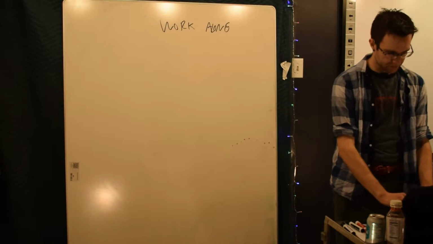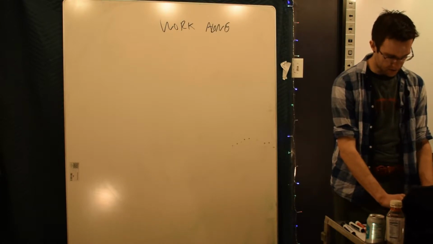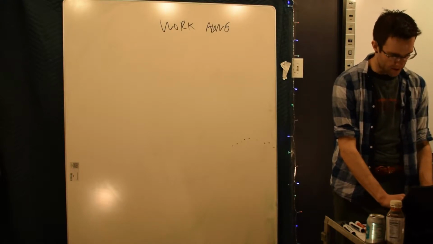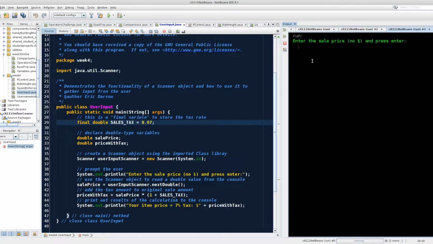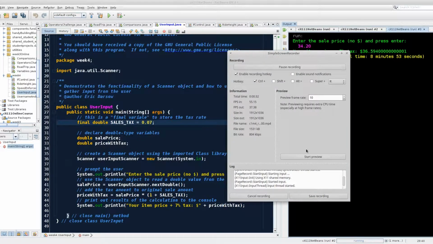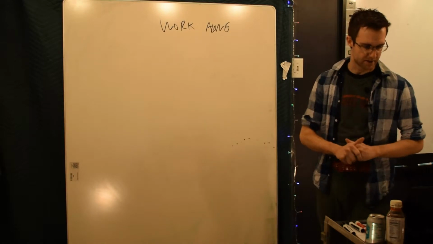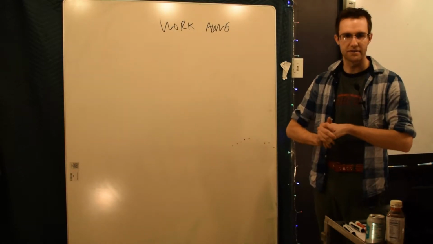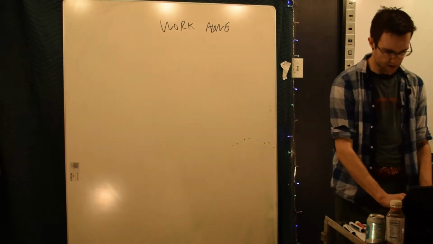So let's run the program. I did a Shift F6, and here's my output. It says enter the sale price, no $ sign, and press enter. So I'm going to do that. Let's say I bought a $34.20 item. You'll see that after pressing enter, the program outputs your item price plus 7% tax is $36.59. And because we were working with a double type variable that I have not formatted or trimmed to only have 2 decimal places, we get a long output because the 7% of $34.20 is a long decimal number.